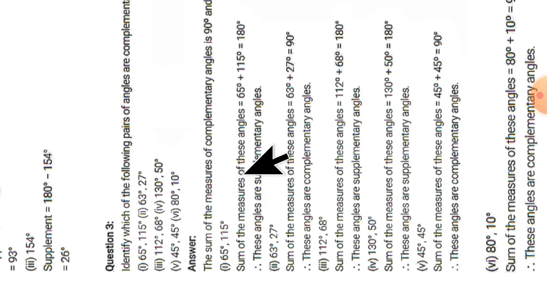Now first let us see the first pair, 65 degree and 115 degree. Sum of measures of this angle is 65 plus 115 equal to 180 degree. So these angles are supplementary angles. Second is 63 degree and 27 degree. Sum of the measures of this angle is 63 degree plus 27 degree equal to 90 degree. So these angles are complementary angles. Third is 112 degree and 68 degree. Sum of the measures of these angles is 112 plus 68 equal to 180 degree. So these angles are supplementary angles.